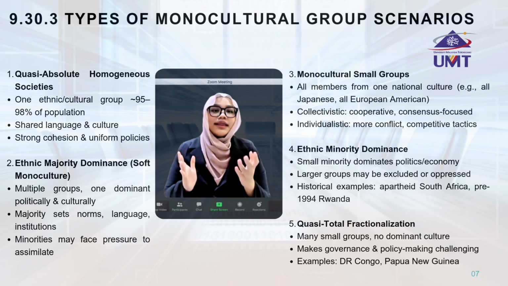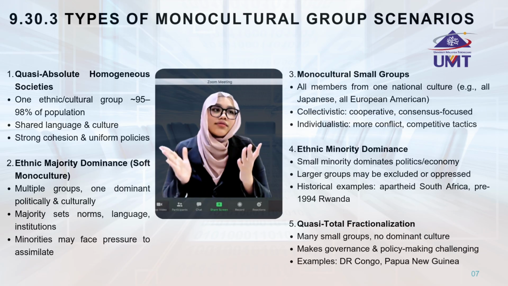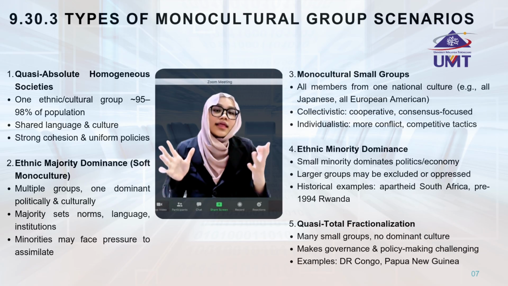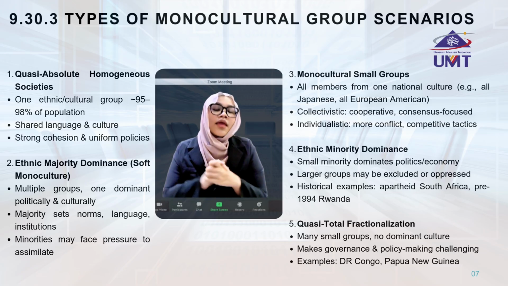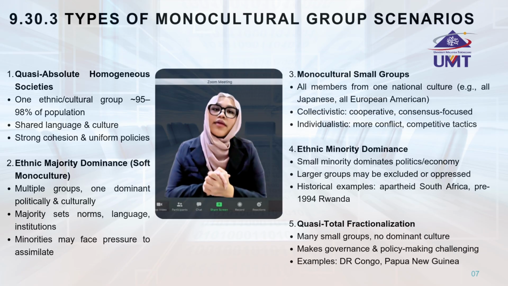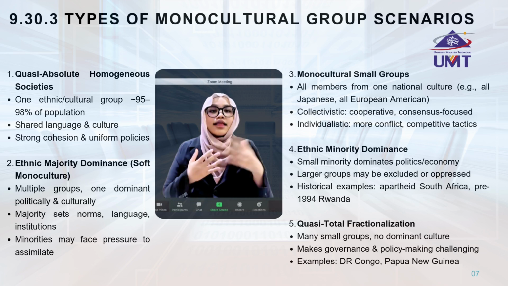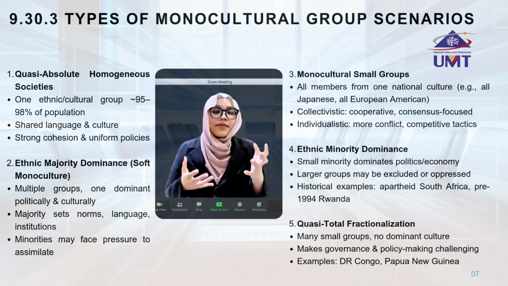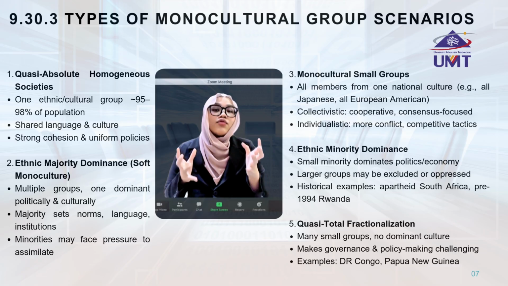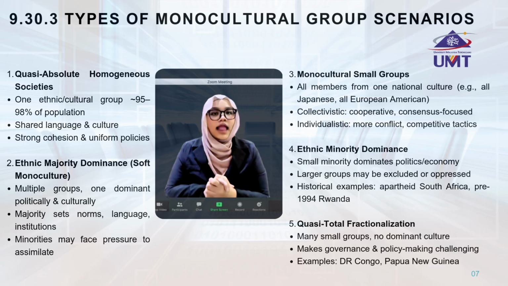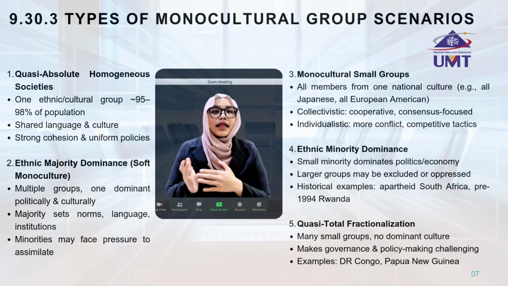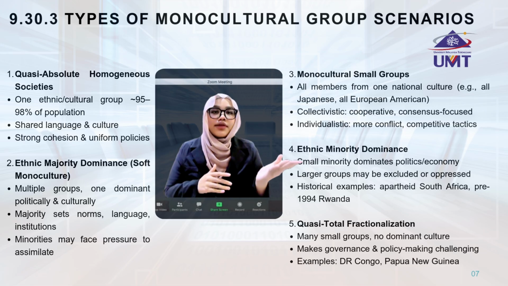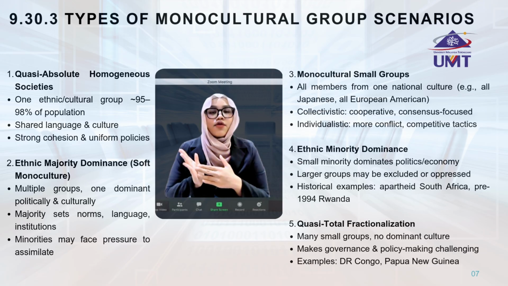Fourth, ethnic minority dominance. While we always thought the majority dominates the minority, here you can see that a small minority also can dominate over the majority, which is a small minority group that holds disproportionate power, shaping national identity and institution to its own culture. Often, larger groups feel excluded and oppressed. Historical examples include apartheid-era South Africa and pre-1994 Rwanda.